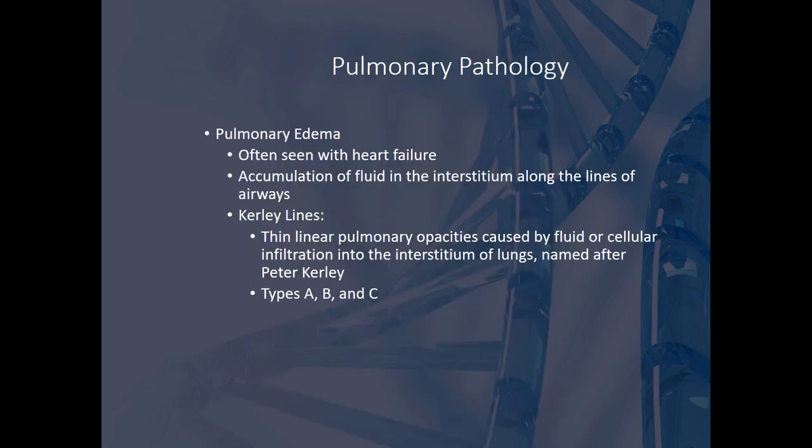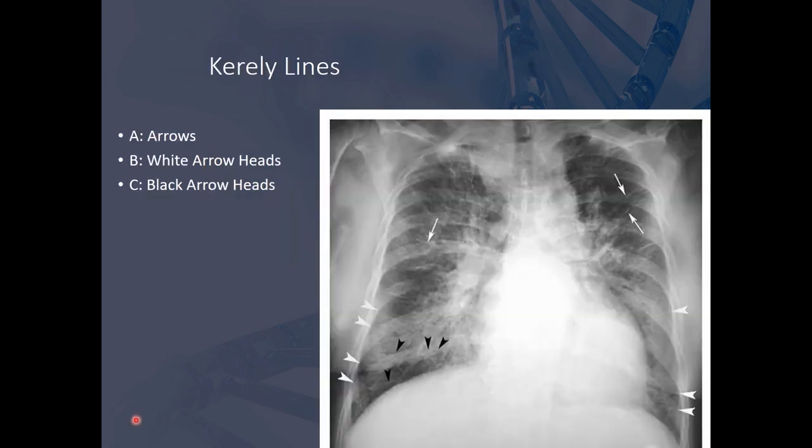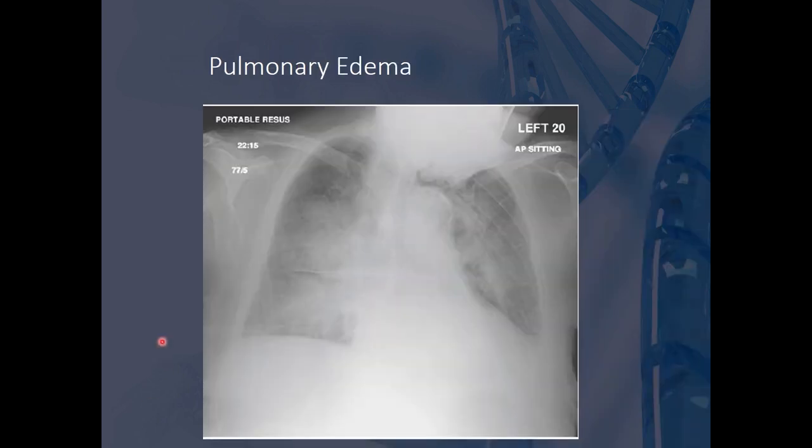So pulmonary edema, we see this in heart failure. We get the accumulation of fluid in that interstitium along the lines of the airways. These are called Kerley's lines. There are different types, A, B, and C, and each of them has a different anatomic meaning. See the different types of Kerley's lines here, those linear opacities we see. Again, pulmonary edema, very diffuse.